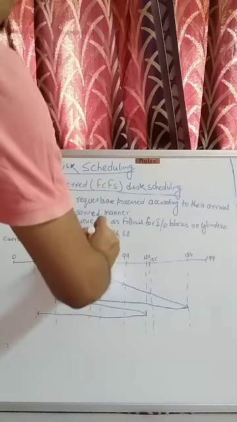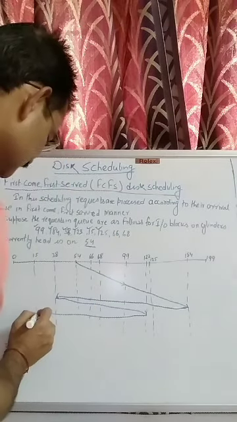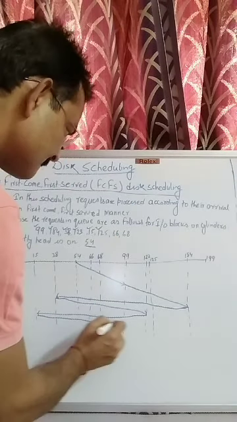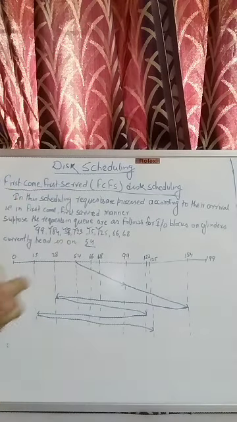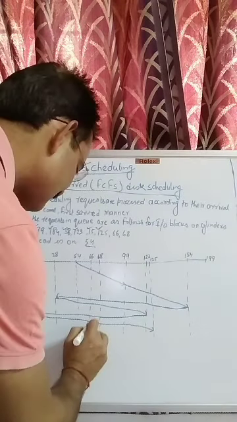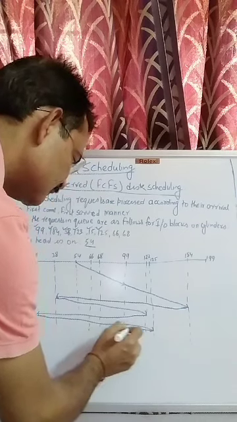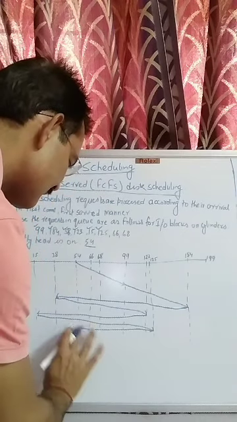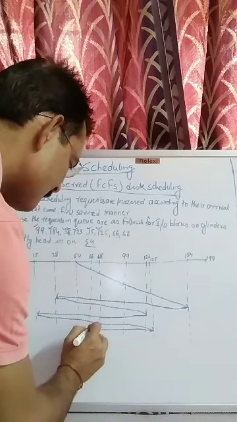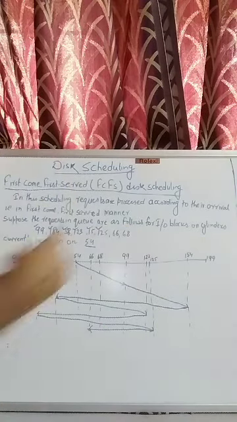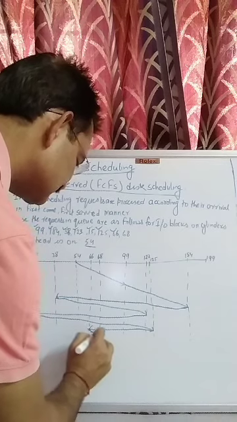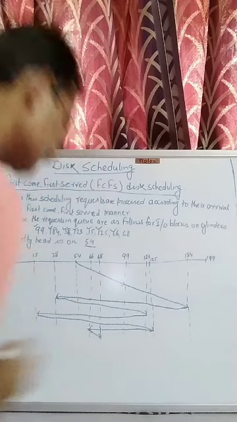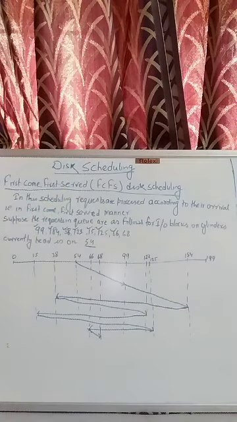Then the head moves to 15, then 125. So the head moves to 125, then 66, then the head moves to 66, and now finally 68. So these are the disk head movements.